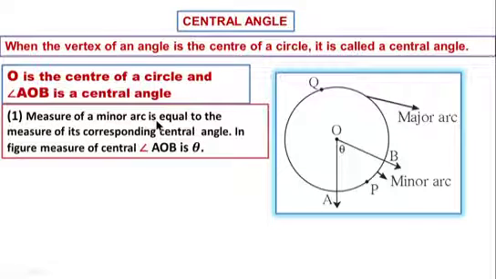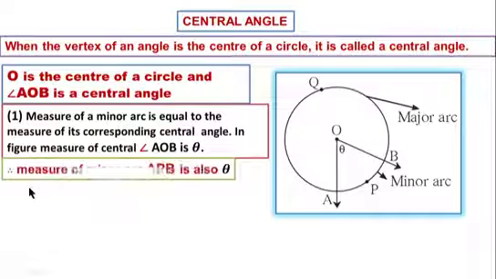Measure of a minor arc is equal to the measure of its corresponding central angle. In the figure, the measure of central angle AOB is theta. Therefore, the measure of minor arc APB is also theta.